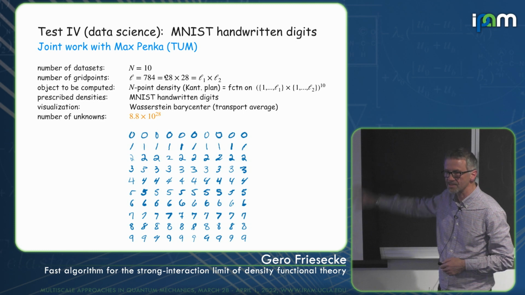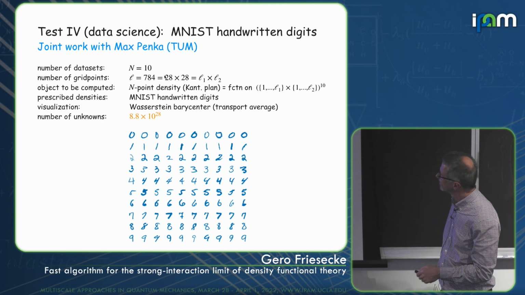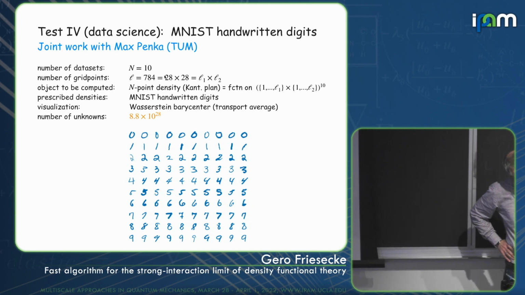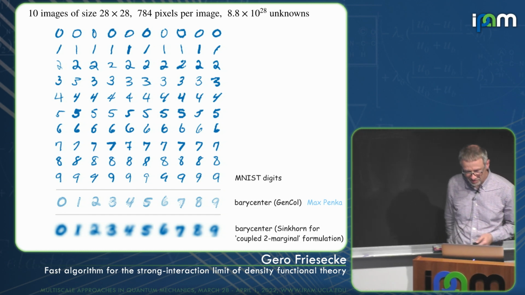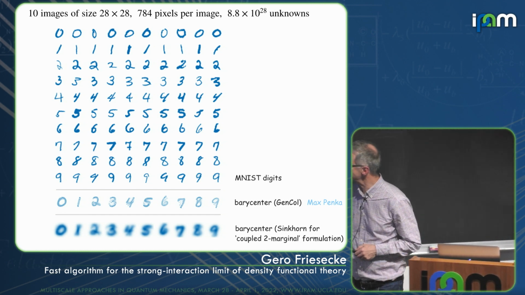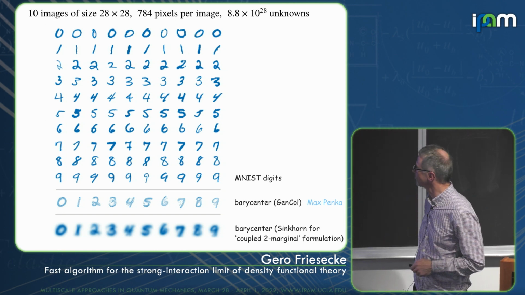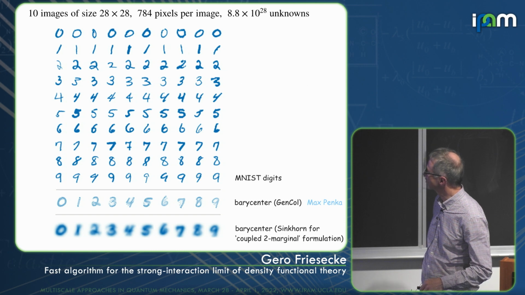These are small data sets. But okay, then we took 10 of them, then we have 10 to the 28 unknowns, so we can do it on the laptop. And so what Max found last week or 2 weeks ago, but we have a good draft and it should be on arXiv soon. So you get a very nice barycenter of these digits.